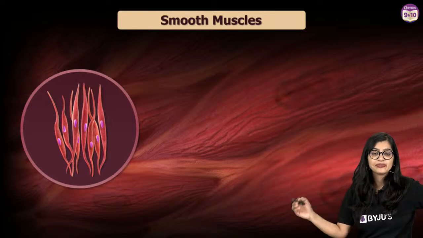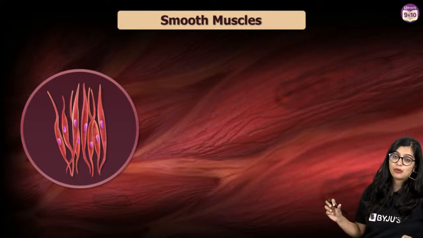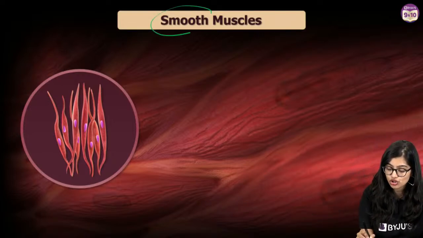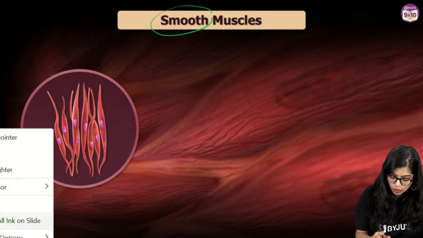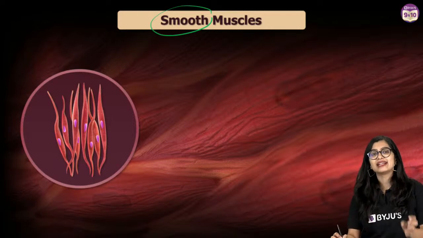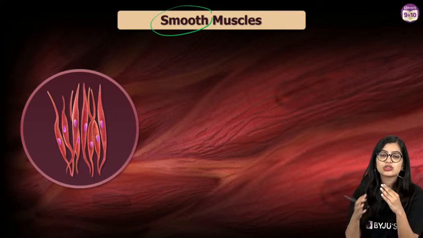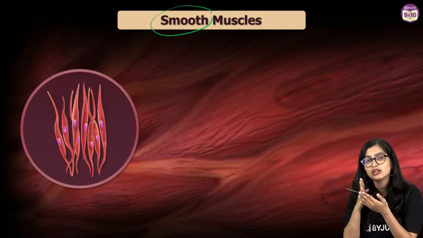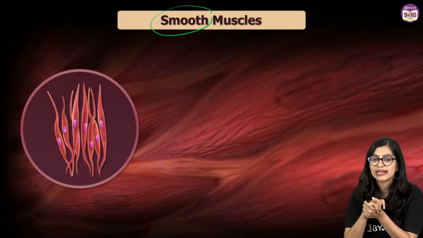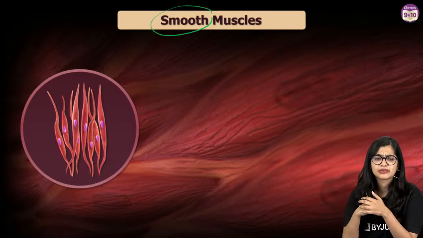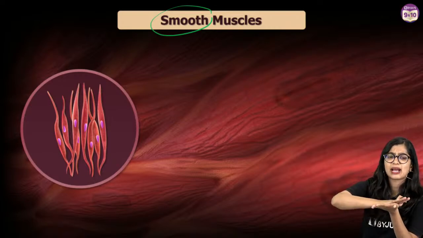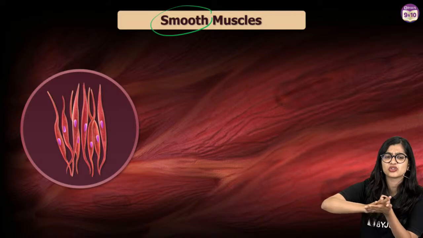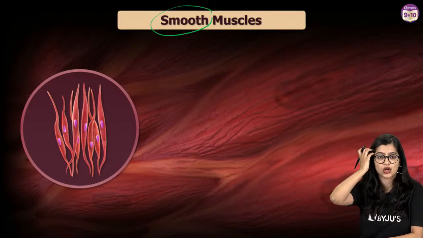Very good. Now we're going to move on to the next type of muscle cells that we find, which is your smooth muscle cells. When we talk about smooth muscles, when I say the word smooth, what do you think of? What comes to your mind? Think about it. You will tell me, ma'am, soft, like a plain surface, right?